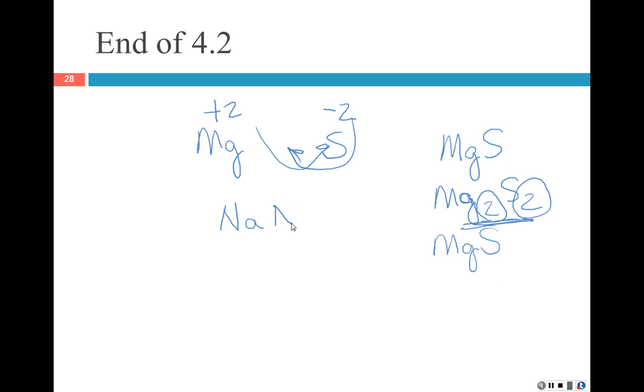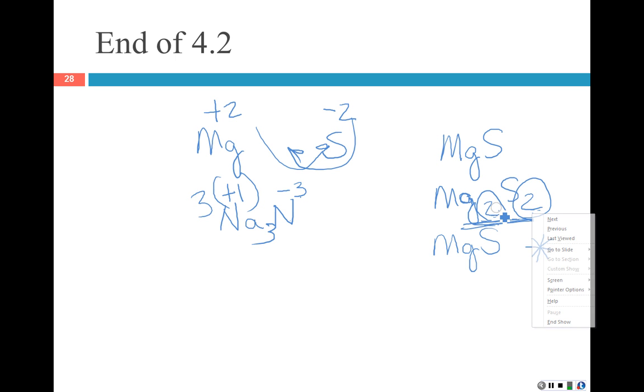Na, okay, that's a +1. N is a -3, so I know I've got to have 3 of those. Alright, so that's the quick way, but always check and make sure you did it right, because you know that you need 3 pluses to neutralize a -3. Alright, and so with this one, this is the exception, that if you get numbers that are divisible into each other, then you have to do the lowest common denominator.